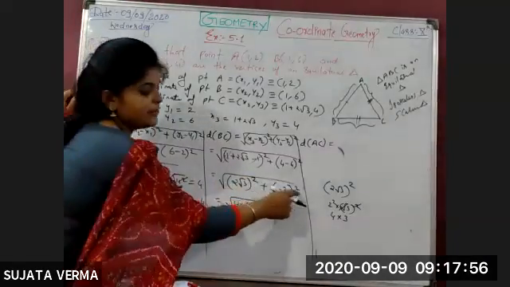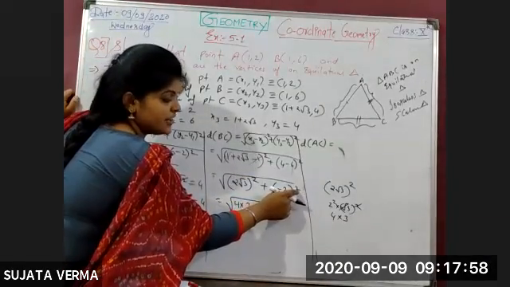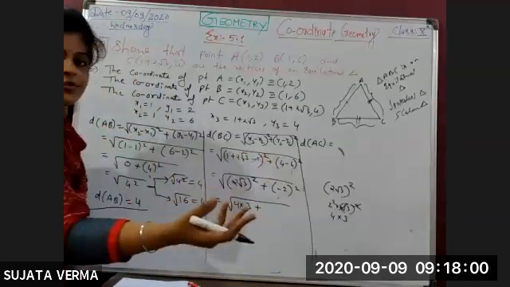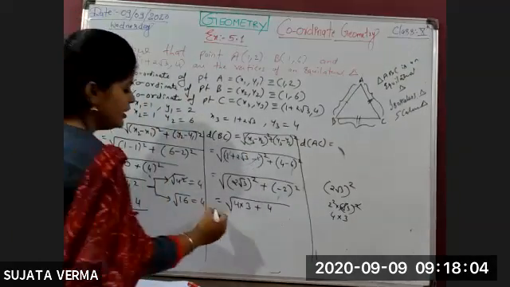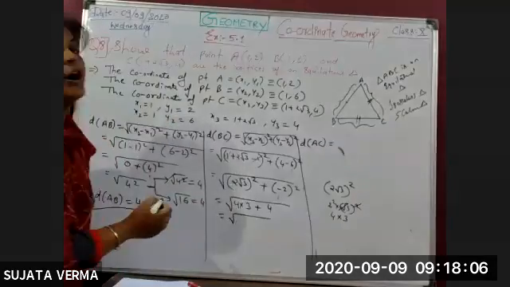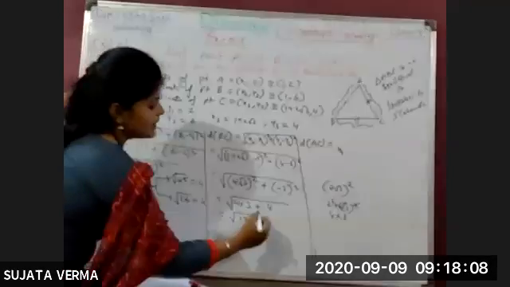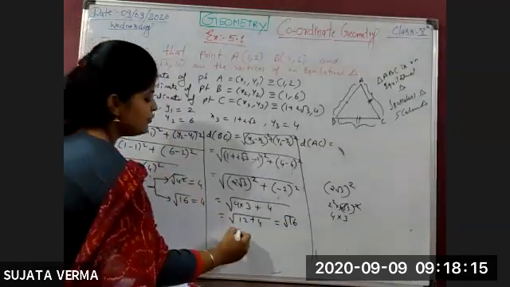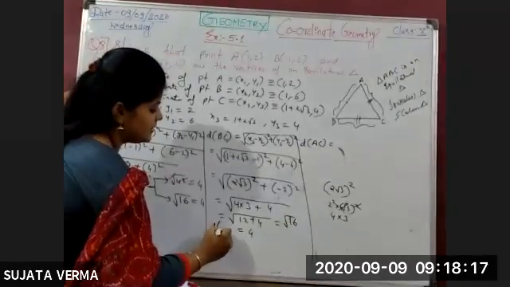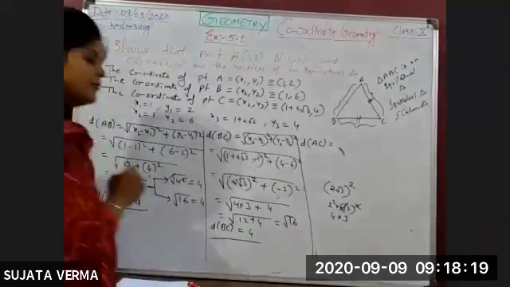Here the power is an even number. When the power is even, we get a positive value. Minus 2 square is equal to plus 4. Okay. Now, 4 threes are 12, plus 4, that is equal to 16. And the square root of 16 is equal to 4. So we get the distance of BC is equal to 4.